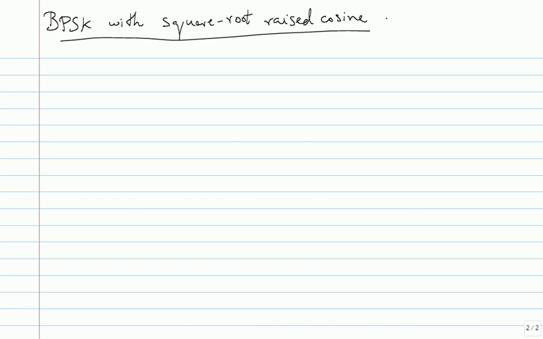Okay, square root raised cosine is your transmit filter. So the first choice to make is about g(t) itself. This is your transmit filter response. What are the various things to choose for a square root raised cosine?